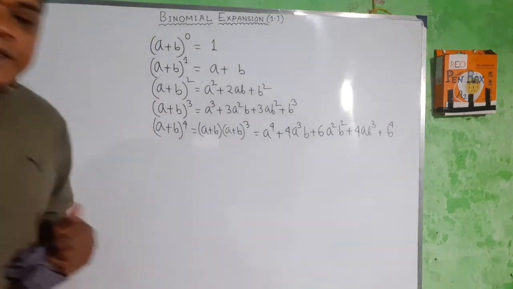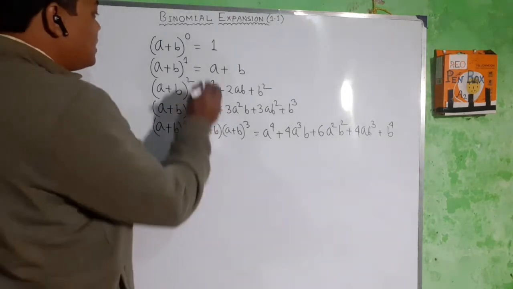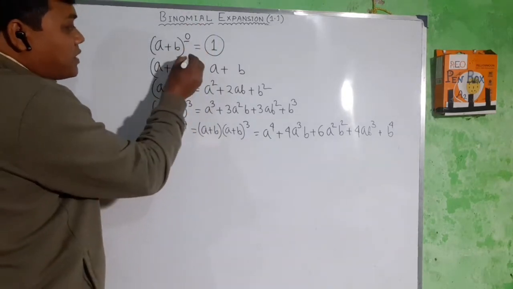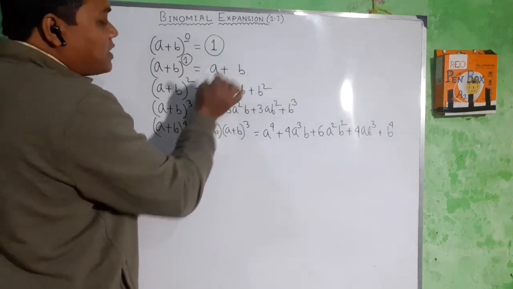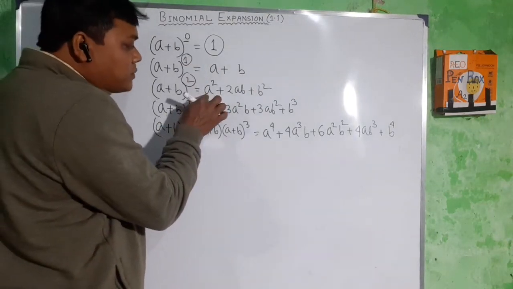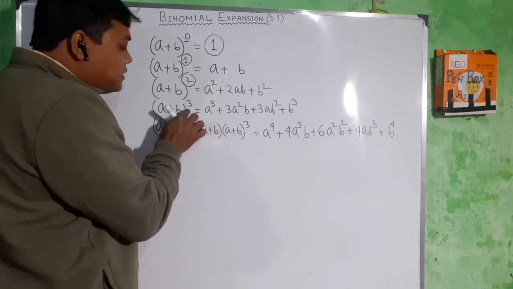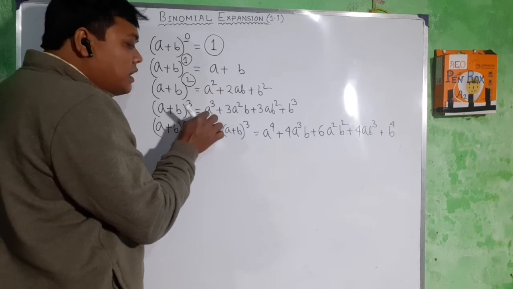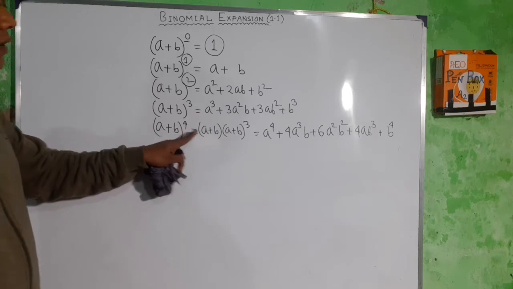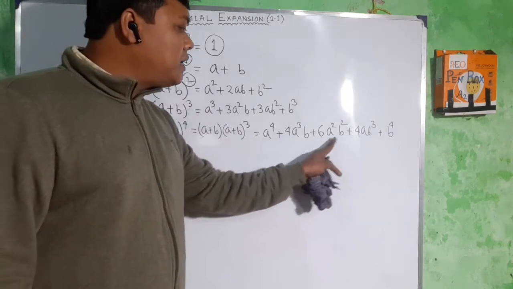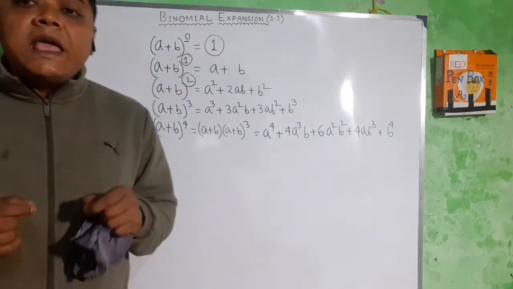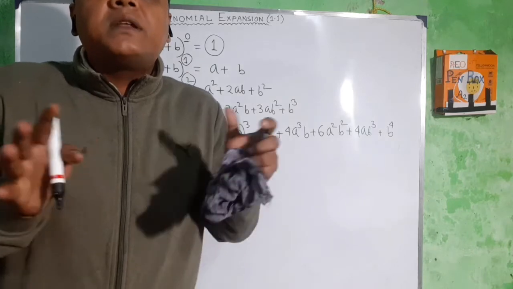The interesting part is that here the indices power is 0, so you will get 1 value. If the indices power is 1, you will get 2 terms, a plus b. If the indices power is 2, then how many terms will you get? 1, 2, 3. If the indices power is 3, you will get 1, 2, 3, 4 terms. When the indices power is 4, you will get 5 terms: 1, 2, 3, 4, 5. If the index is n, then you will get n plus 1 terms after expansion.